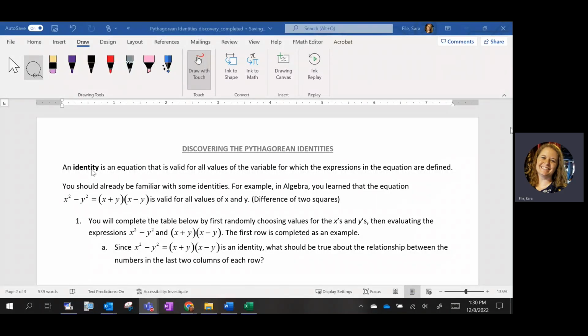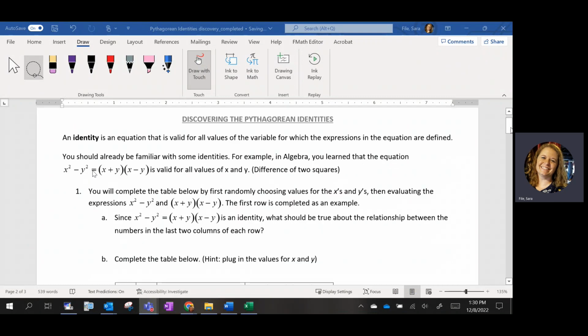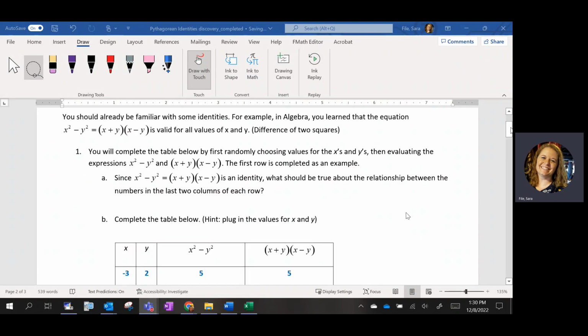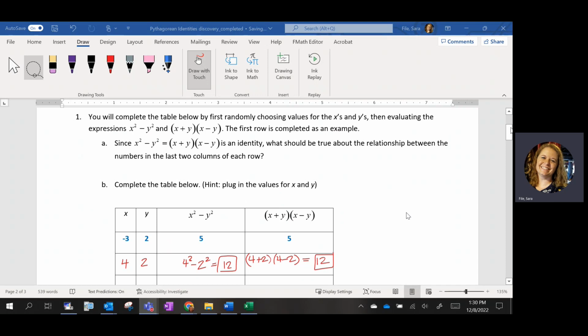What an identity is, okay? And we talked about the fact that you can rearrange things in an equation or an identity, and it still holds true. Okay, so down here in number 1, they wanted you to complete this table by picking any numbers that you wanted to fill it in.